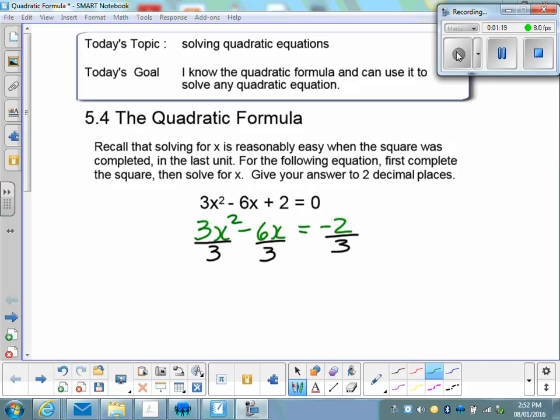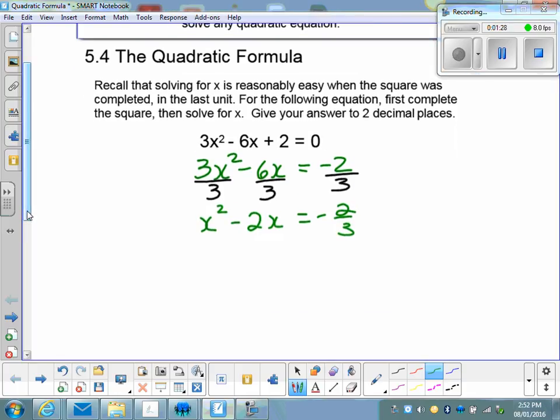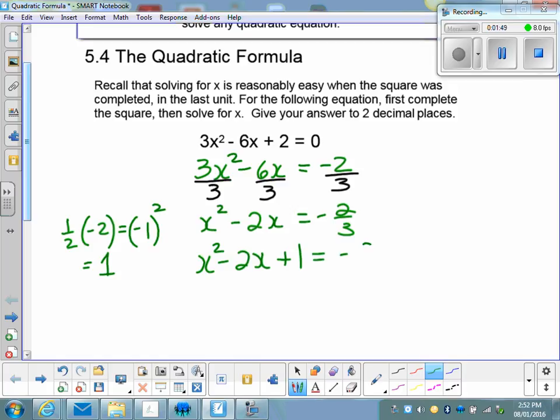So when I divide everything by 3, it's going to look like that. And then I complete the square on this part on the left side. So I take half of negative 2, I get negative 1, and I square that, and I get a positive 1. So on this side, I'm going to have x squared minus 2x. So I'm going to add 1 to this side, and I'm going to add 1 to this side.